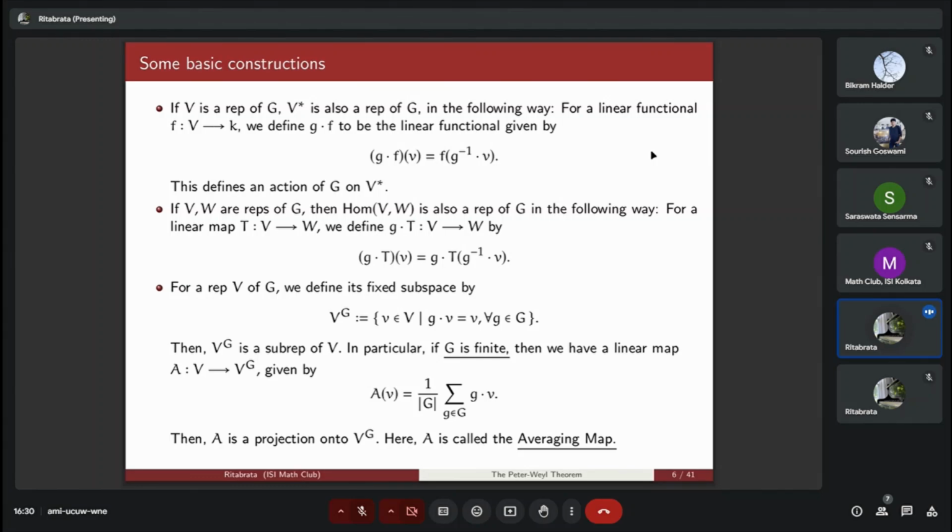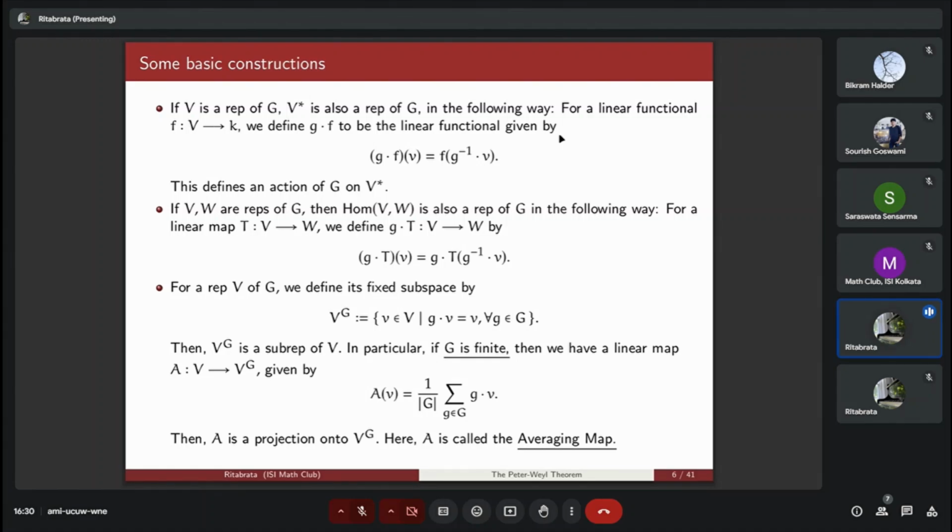Basically, given a linear functional f, we need to define another linear functional g dot f. We define it as follows: g dot f operates on v as f of g inverse dot v. This is one of the natural things to do because to apply g dot f on v, it should be related to f and g both. The most obvious things you can do are either f of g dot v or f of g inverse dot v, but one may ask why we are not doing f of g dot v, which seems more natural than g inverse.